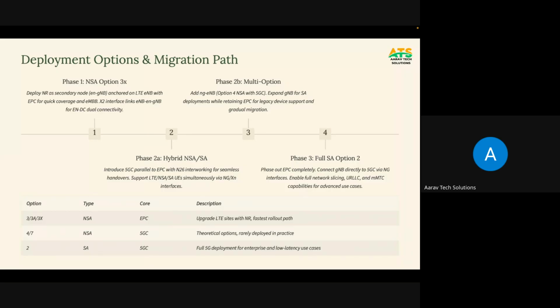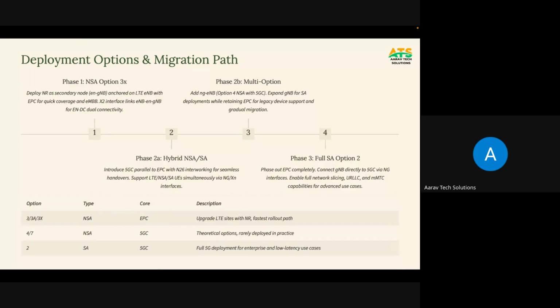Because unlike NSA, in which the LTE core, the old traditional legacy technology, is used, when an operator goes from NSA to SA, it introduces the 5G core alongside the existing EPC. So it enables hybrid operations before fully rolling out the standalone mode, often following the 3GPP options like 3x, 7x, 2. So basically, this is with the introduction of the 5G core.